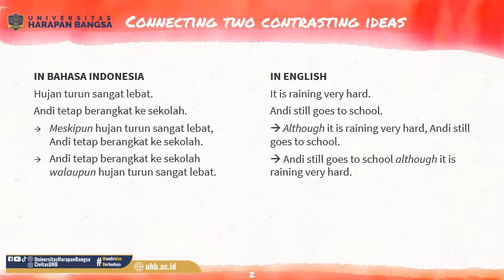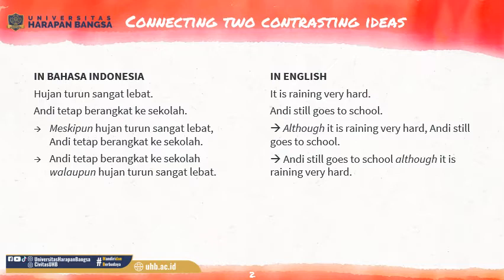In bahasa Indonesia we have meskipun or walaupun. So the sentence will be meskipun hujan turun sangat lebat, Andi tetap berangkat ke sekolah. Or we can say Andi tetap berangkat ke sekolah walaupun hujan turun sangat lebat. So here we have two contrasting ideas, but they are combined in a sentence using a connector.